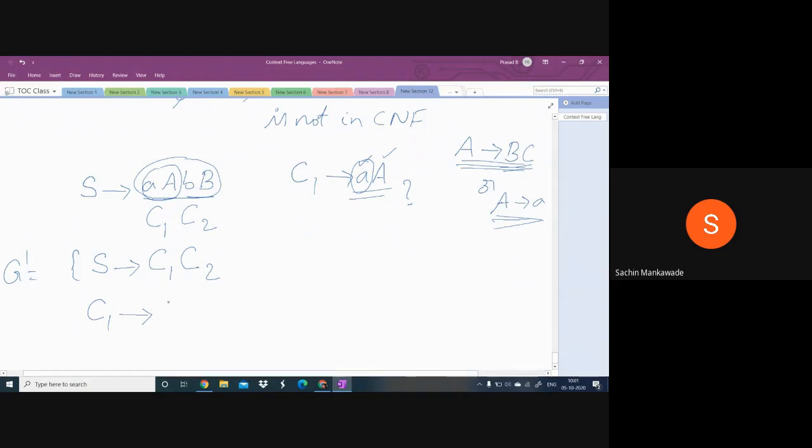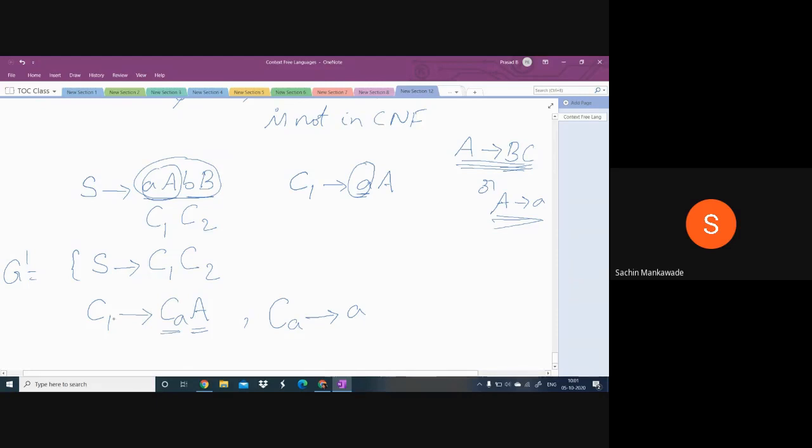C1 is AA, but this production is not in the required form because of this one. So, instead of writing A, if I write some non-terminal in this place, look at this. Now see, this is a non-terminal and this is a non-terminal. Now what is CA? CA is a non-terminal and its production is A.